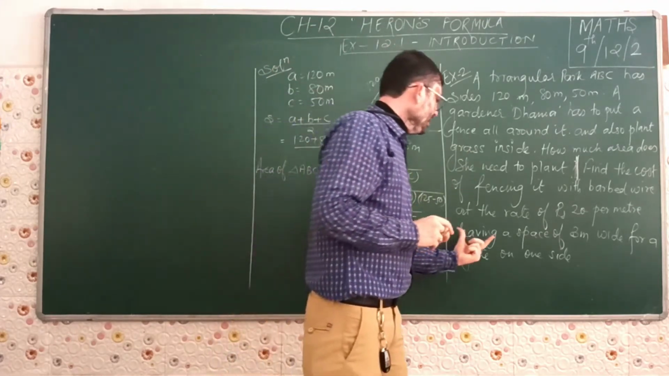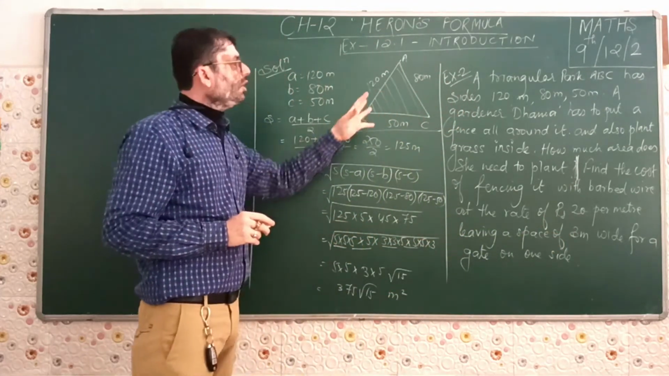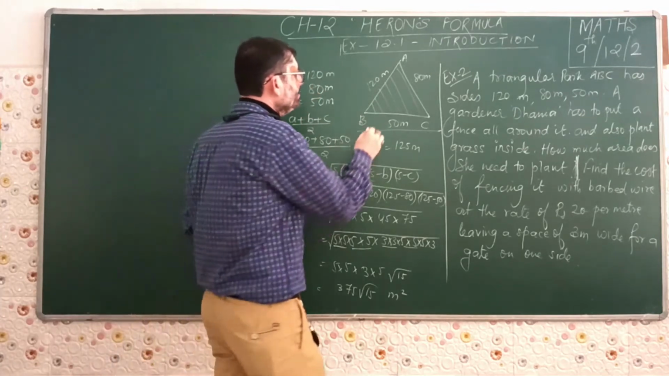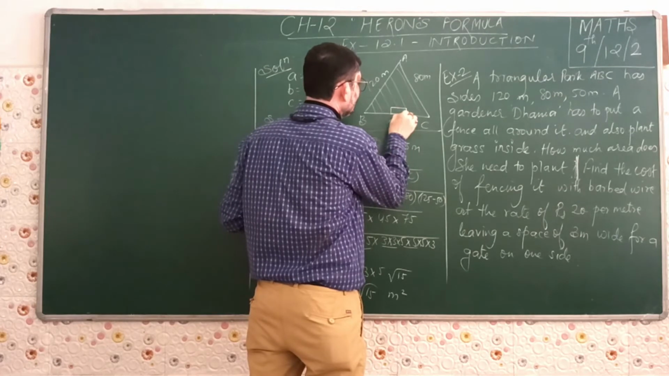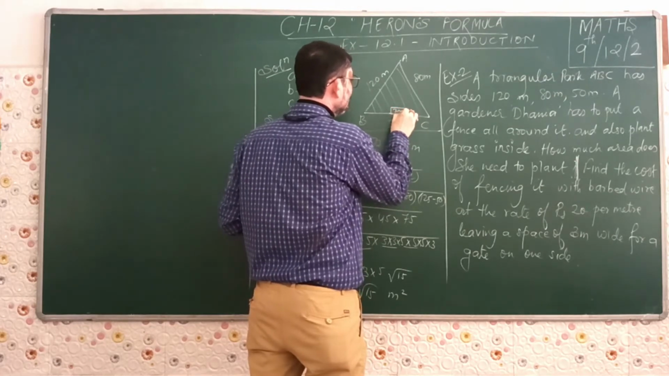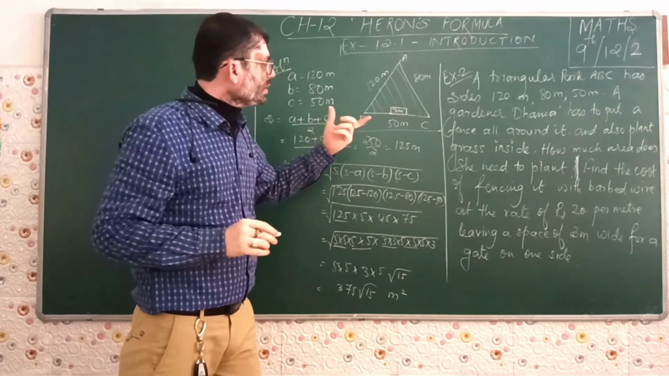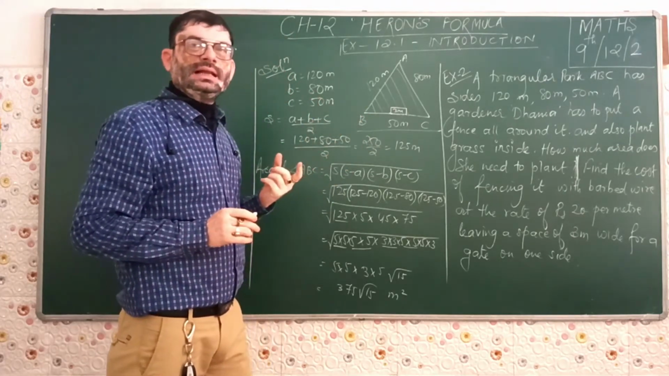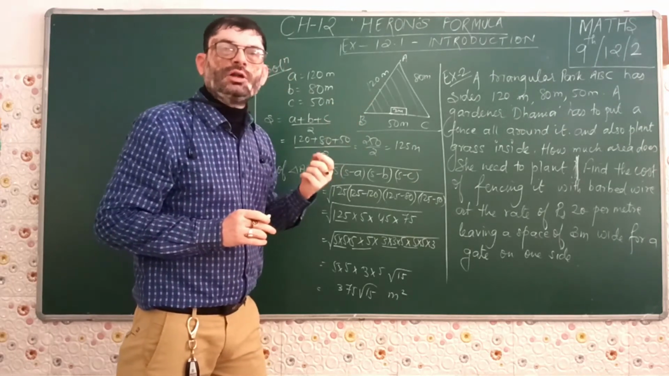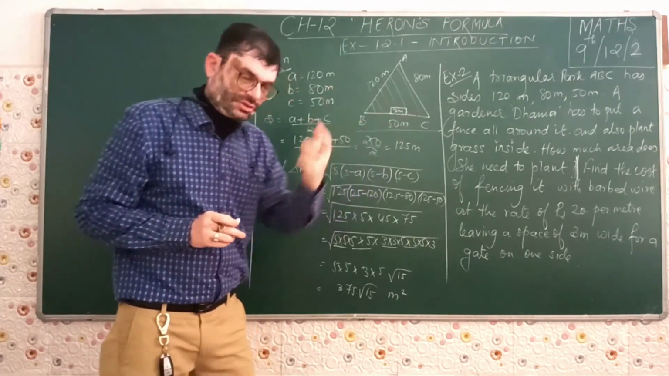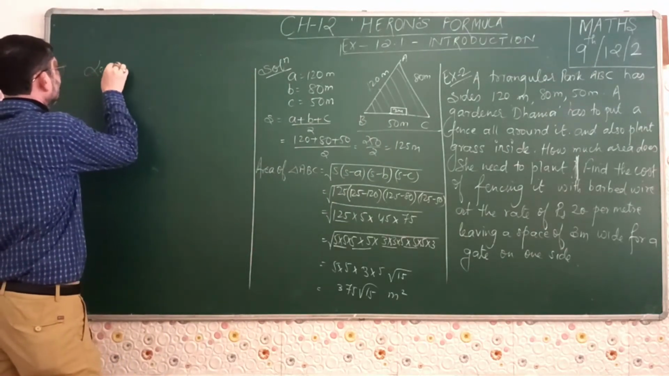With the condition that she will be leaving a space of 3 meter wide for a gate on any one side, somewhere on any one side, so this side. So this part will not be fenced, and this is 3 meter wide, that is kept for the gate. So what is the length that will be there for fencing, or what will be the length of the fence? So let us move on to the next part, the length of the fence.